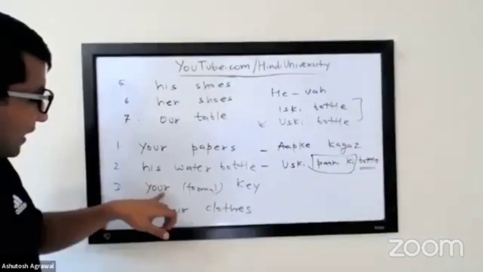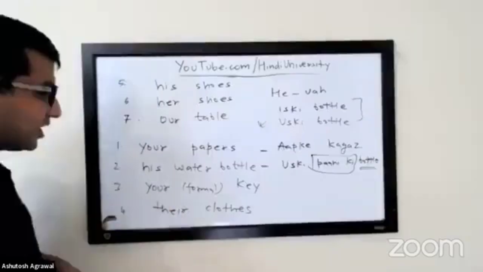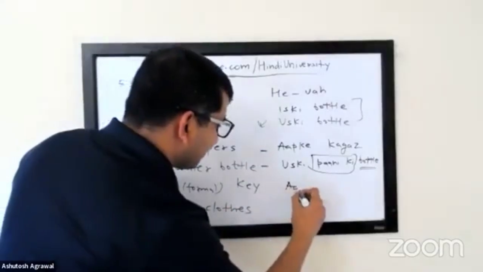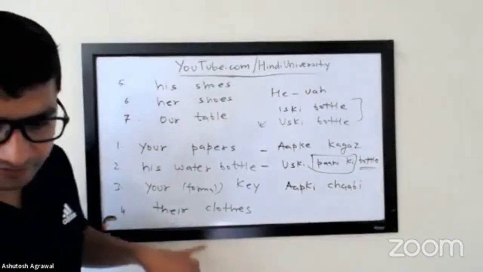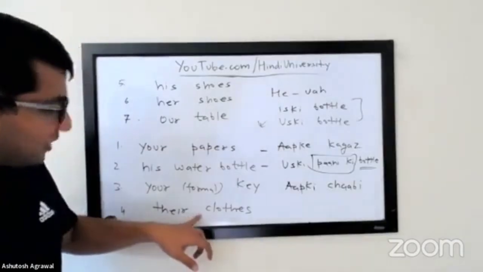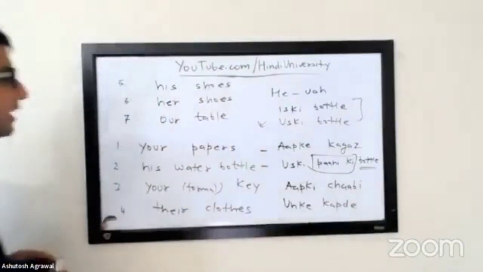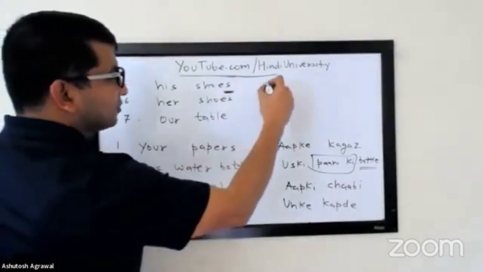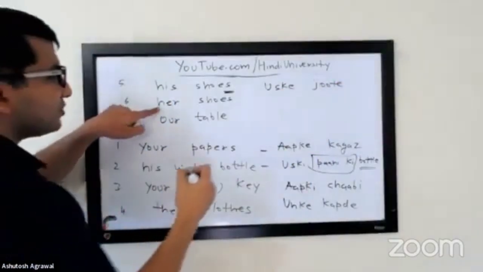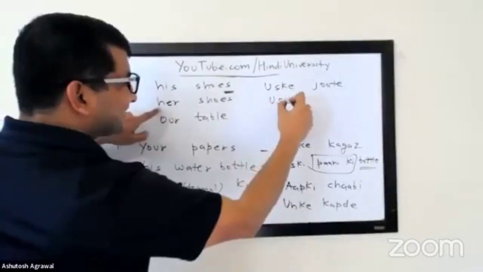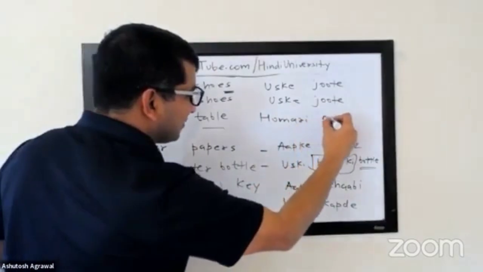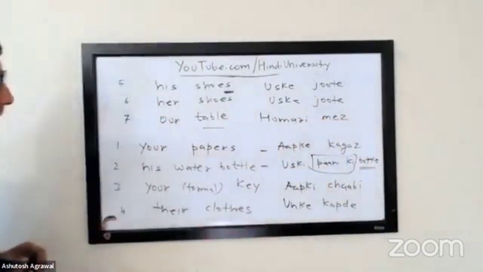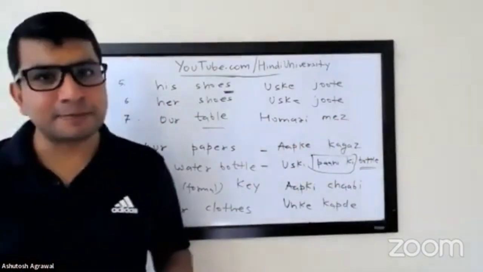Let's do this one quickly. Your key, aapki chabi. आपकी चाबी. Very good. Aapki chabi. Yeah. Wonderful. Their clothes. Let's do a little bit fast. Unke kapde. Okay. Let's do this one. His shoes. Very good. So it would be उसके जूते और उसके शूज. Same thing. Her shoes. Same thing. Again उसके जूते. Our table. Last one. हमारी मेज और हमारी table. Either way is fine. Okay. Still very simple stuff.